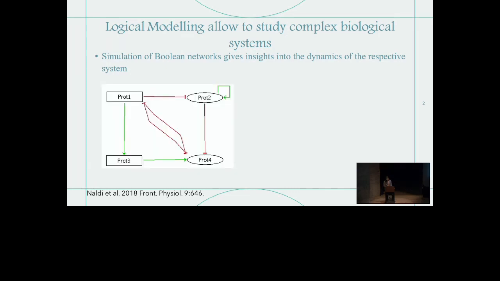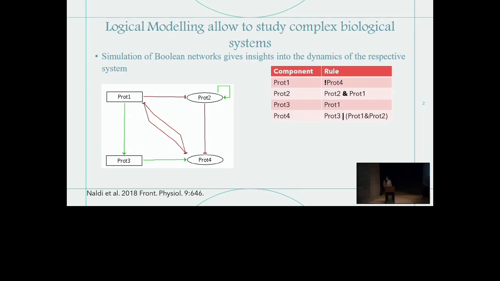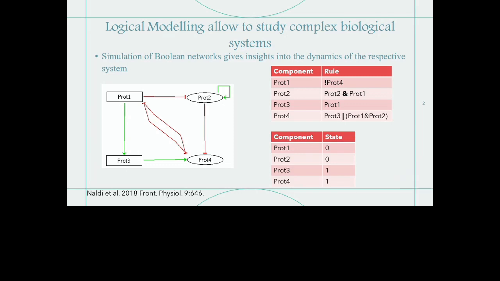Logical models are composed of nodes and arcs, and each node can be a gene, protein, mRNA, or whatever you need it to be. The interactions between them are given by the arcs, which can be negative or positive. The interactions between the nodes are given by logical operators: not, and, or. Once we have the components of our model, we set an initial state, and as a Boolean model, the states are 0 or 1, 0 meaning inactive and 1 active.